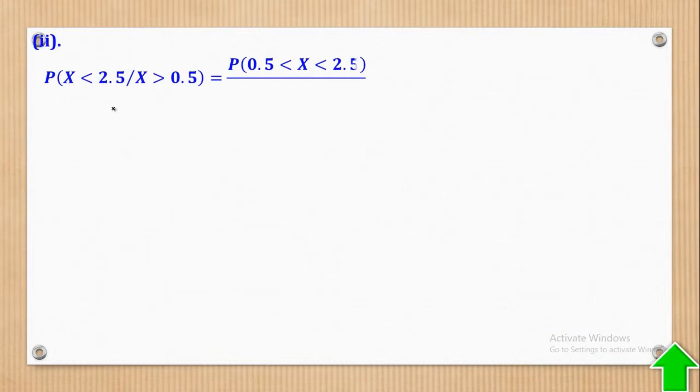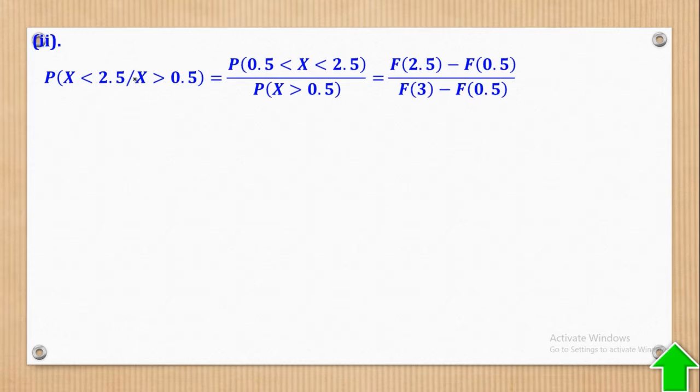So now we shall go to Roman 2. In Roman 2, they wanted this probability. And remember, this slash means it's a conditional probability. Therefore, we must get the intersection. The intersection is got by first sketching a number line. So for example, on the number line, this is 2.5, they said less, so it will go in this direction.